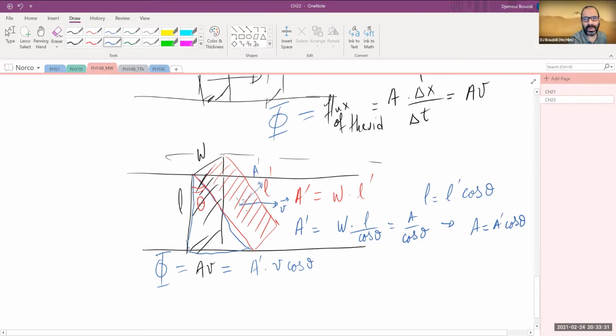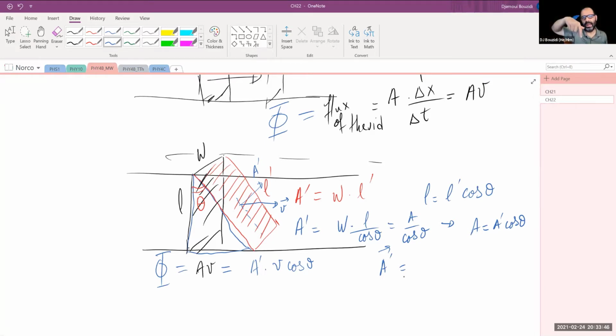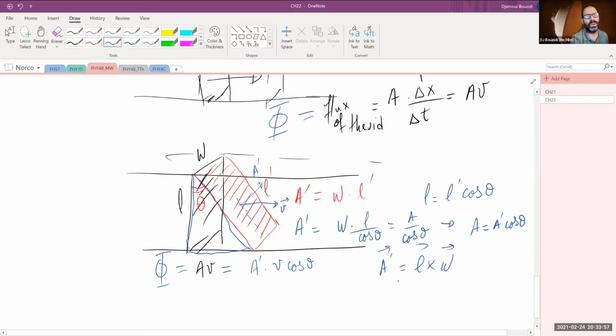Its direction is perpendicular to both L and W. In vector calculus, the area A prime is a vector whose direction is given, according to the right-hand rule, by, which one is the first? L, is it actually L cross W? Okay, L cross W, where L is one side and the other one is the other one. Okay, here is the reason why the area is a vector.